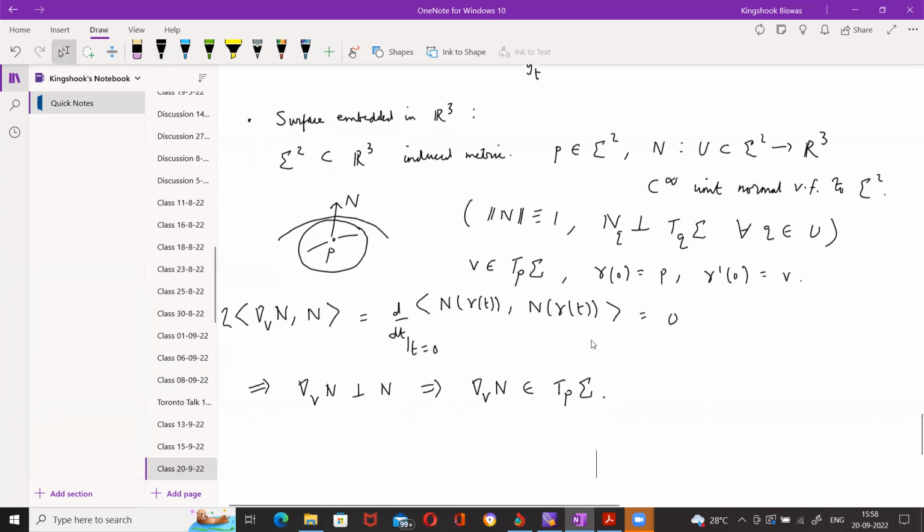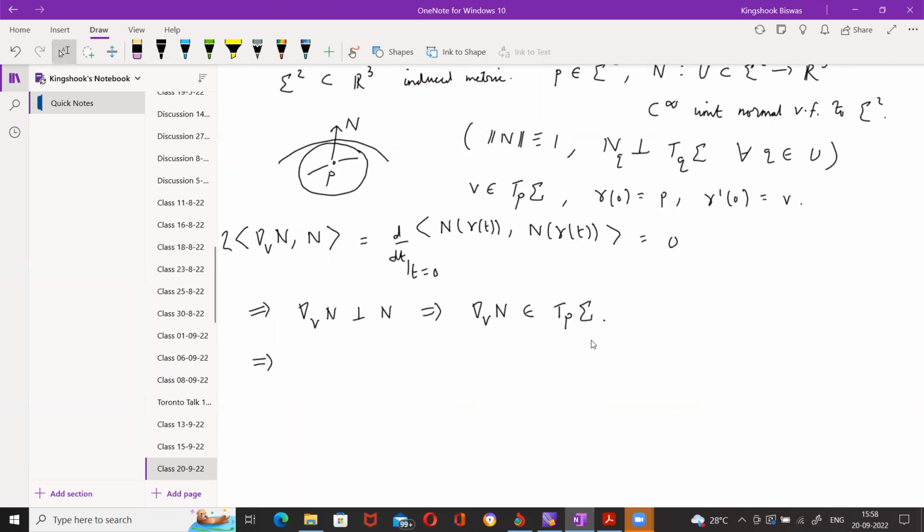And so therefore we can get something called the shape operator of the surface, or the Weingarten operator. The shape operator is the linear map S_P from T_P sigma to itself. It's an endomorphism of T_P sigma. V goes to nabla_V N. Now it turns out that this shape operator is a symmetric operator.